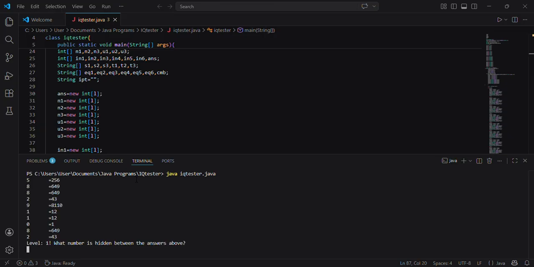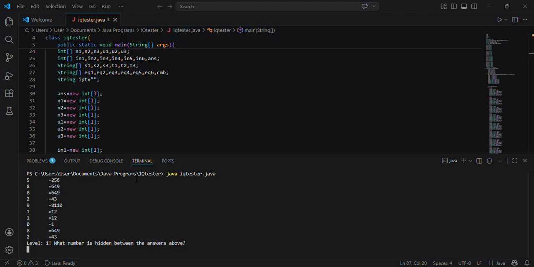Here is the first question. It is asking for a hidden number. On the right hand side are the answers for all the calculations done with the numbers on the left hand side. I have to find out the hidden number that has been added or multiplied by the number on the left hand side. So let's see the first equation on the top. It's 5 equals 256.